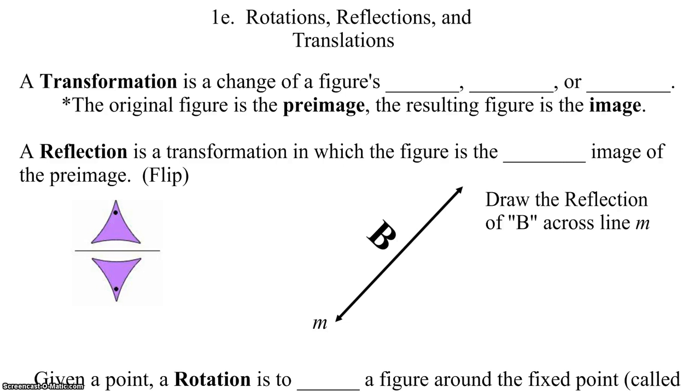Okay, so today we're doing rotations and reflections and translations. This is some material that's a little bit tougher to see, but I'm going to do the best I can to visually show you how each of these different transformations take place. So a transformation is a change in a figure's position, size, or shape.